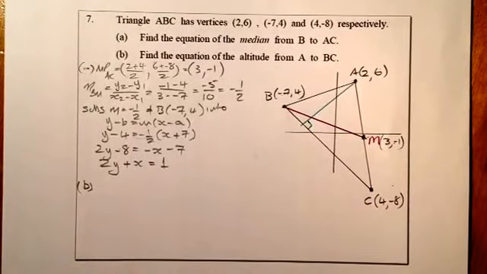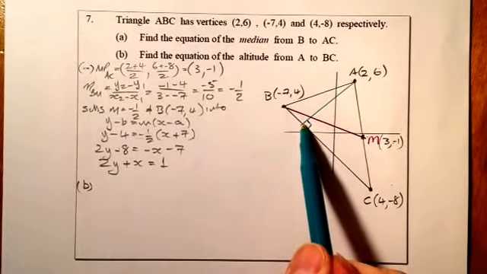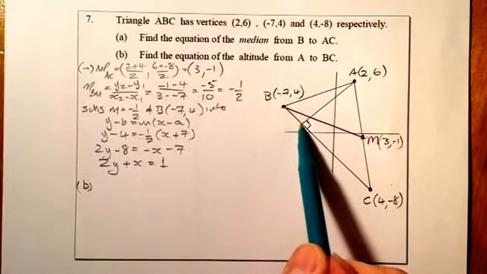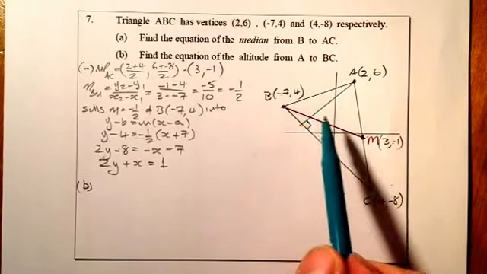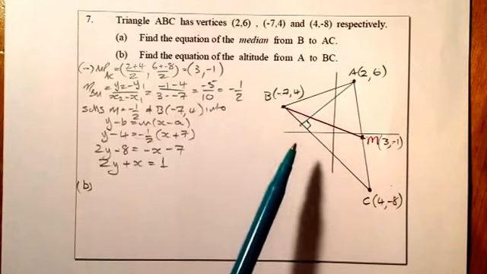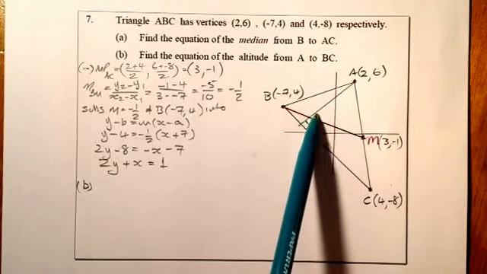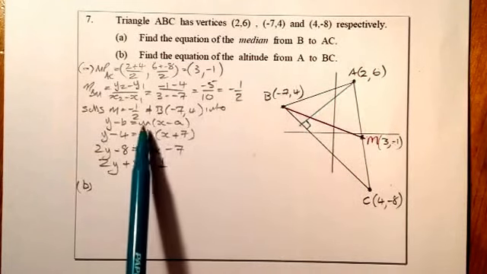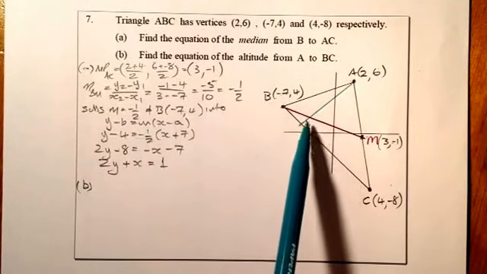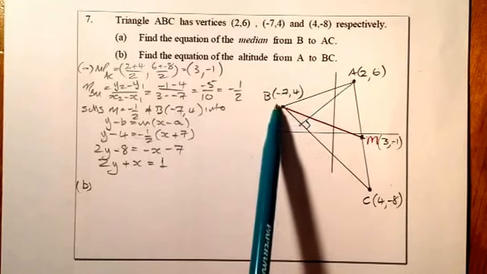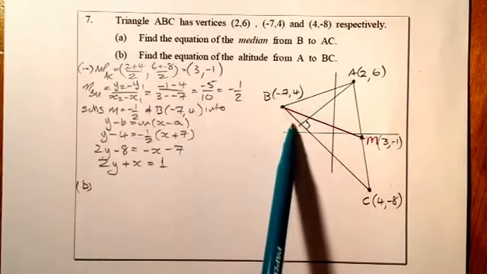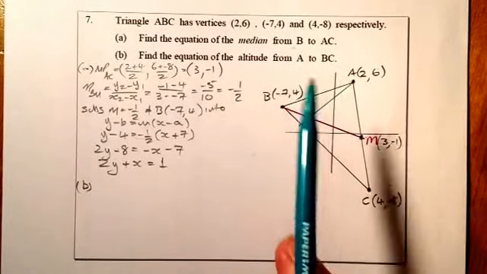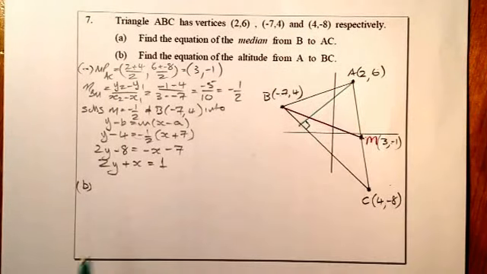Okay. It's very rare that you're going to find out what this point is here, and we're not going to find that one out in this case. What I'm going to do is try to find the gradient of this line. I already know a point, so I can substitute a point into the equation of a straight line. I just need the gradient of that line. So I'm going to take the gradient of this line here, BC, flip and change it, and I'm going to get the gradient of that line. So let's go ahead and do that.